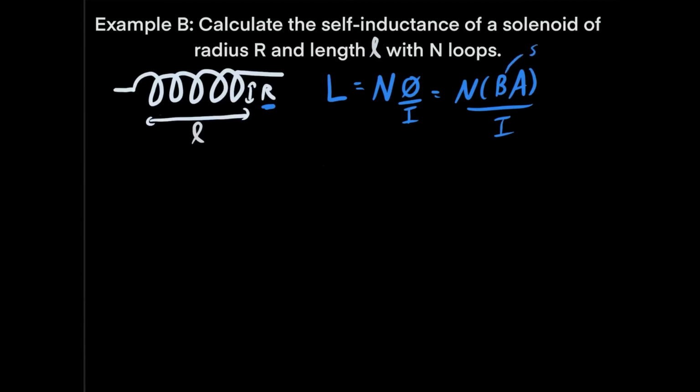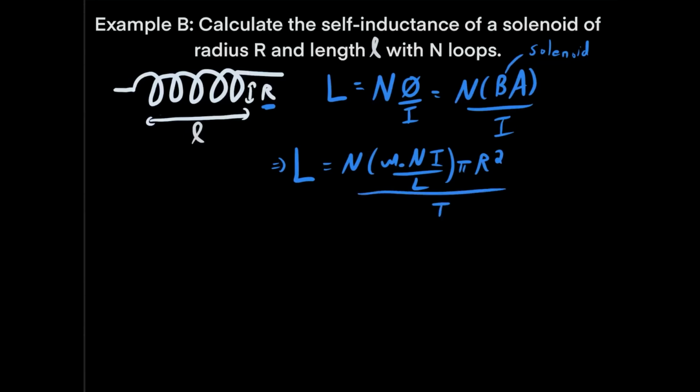So that magnetic field is the magnetic field of a solenoid, which we derived with Ampere's law. Using Ampere's law, the magnetic field of a solenoid was mu sub 0, number of loops, current through the solenoid, over L. The area of each loop, obviously it's a circle, pi r squared, all over I. And then the current cancels.